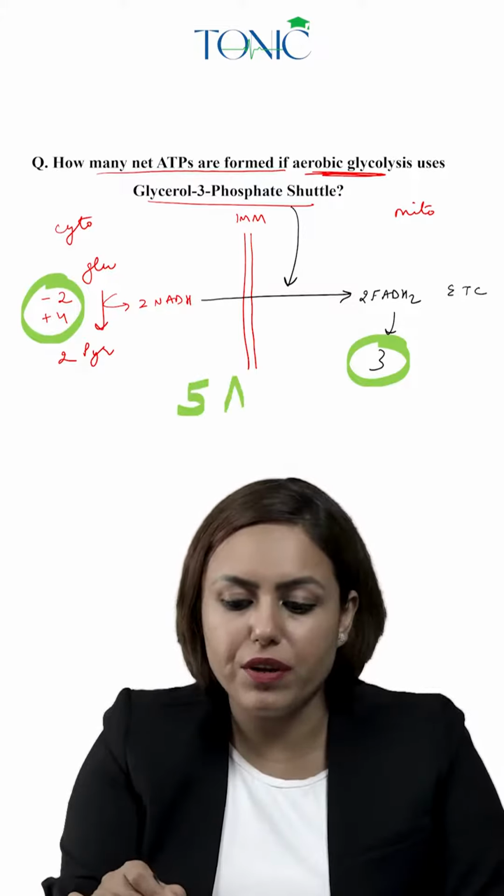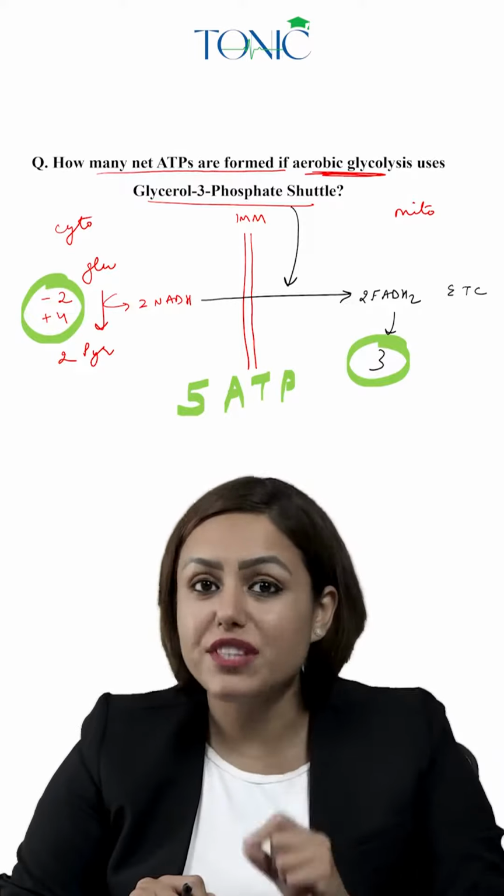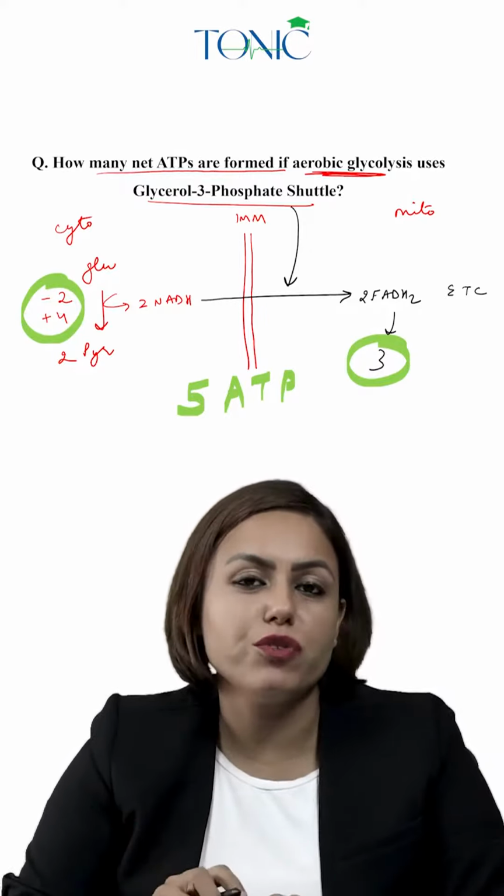This is 5 ATPs. So normally aerobic glycolysis gives 7 ATPs. Now because of glycerol phosphate shuttle only 5 ATPs.